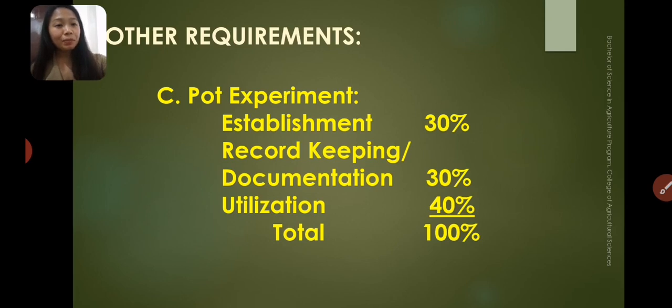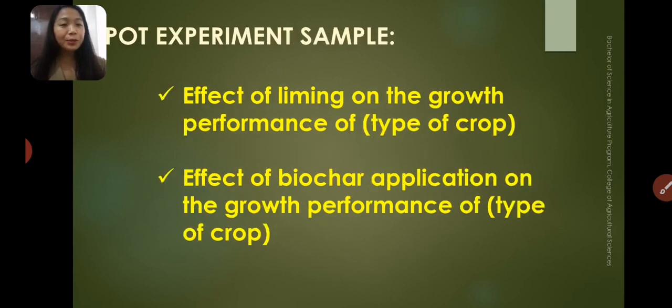If the articles are not available, it's still okay, but you will be given more points if you have cited some articles supporting your claim or your results. Okay, it will have a total of 100%. So a sample pot experiment title will be the effect of liming on the growth performance of whatever type of crop you are going to use.